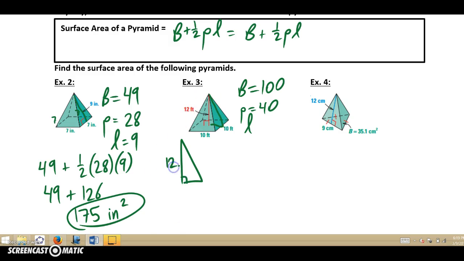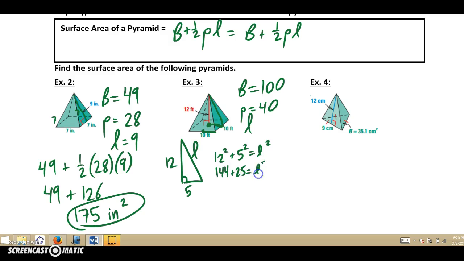I know this is 12 tall. I need the slant height. This is in the middle of the pyramid, so it's half of 10, so it's 5. Okay. I have to do a quick Pythagorean theorem here. 12 squared plus 5 squared equals L squared.